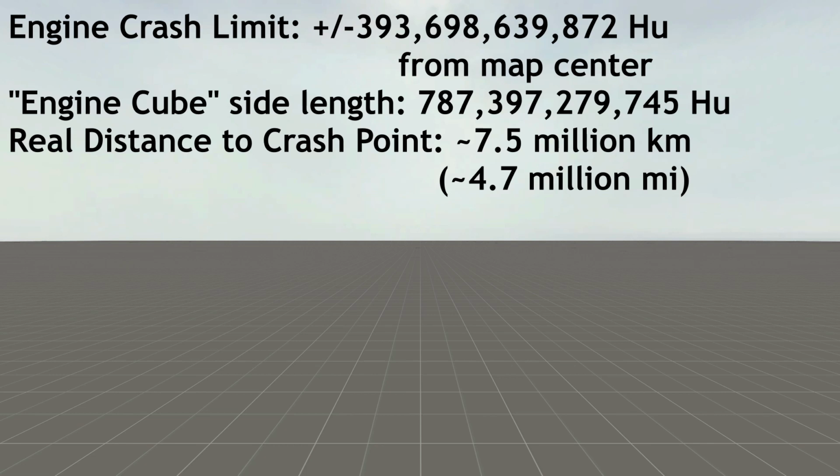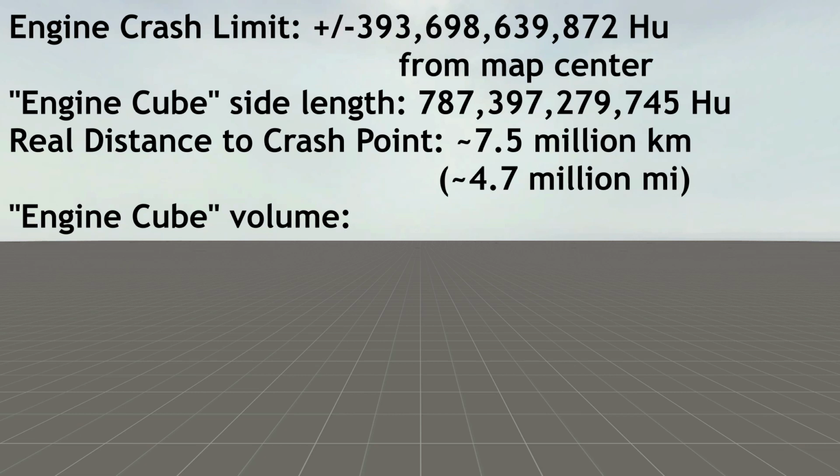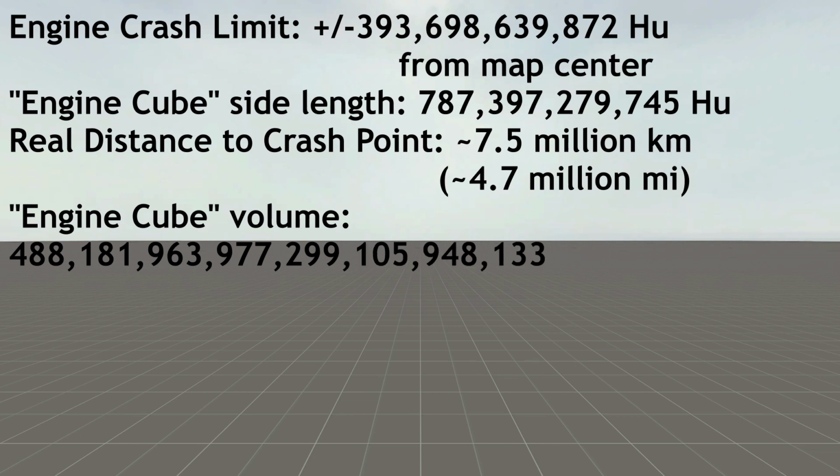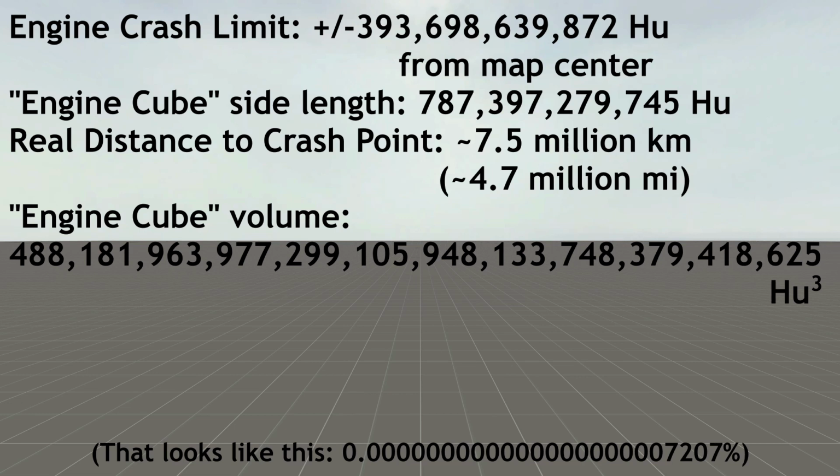This really puts into perspective how small the maps are, because maps are only 0.0000416% of a side length in this cube. And in terms of volume, well, the volume of the map is even more insignificant when compared against the volume of the engine cube, because the volume of the engine cube is... oh, okay. 488 decillion, 181 nonillion, 963 octillion, 977 septillion, 299 sextillion, 105 quintillion, 948 quadrillion, 133 trillion, 748 billion, 379 million, 418,625 cubic Hammer units. Just so you know, the map's volume is only about 7.207 times 10 to the negative 21% of the total volume of the engine cube.